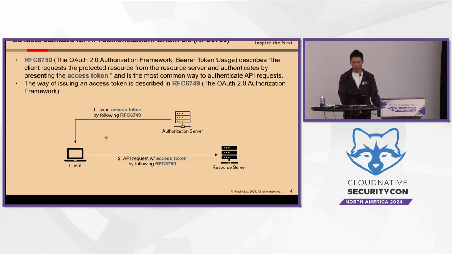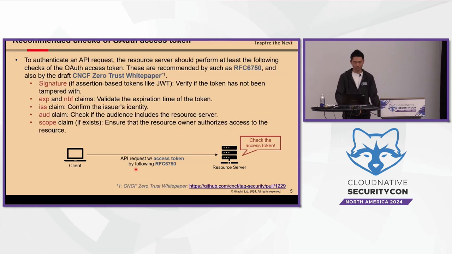This figure shows the overall picture. First, the authorization server issues an access token by following RFC 6749, and then the client performs an API request with the access token by following RFC 6750. Then the resource server checks the access token. To authenticate an API request, the resource server should perform at least the following checks of the OAuth access token.